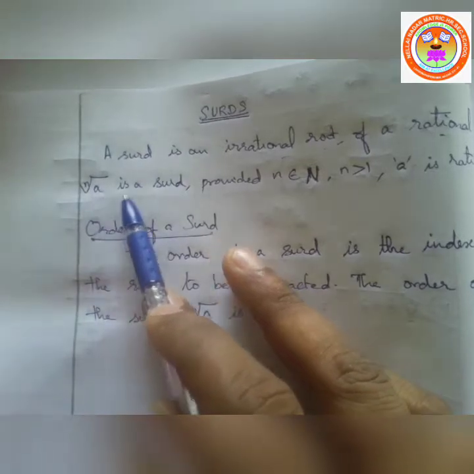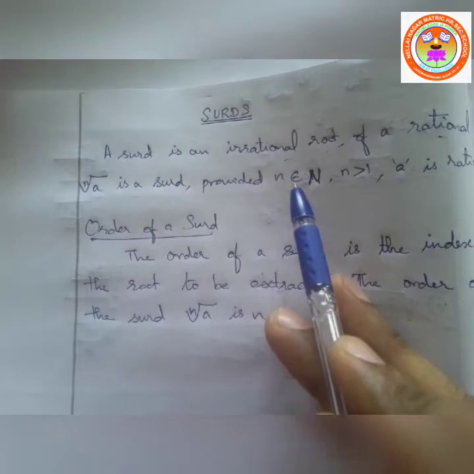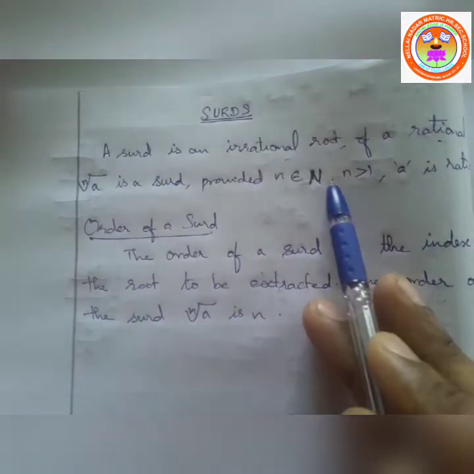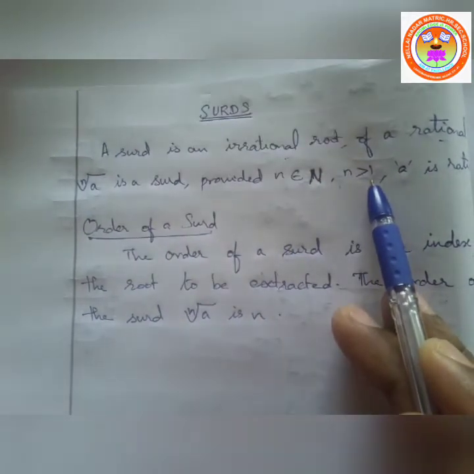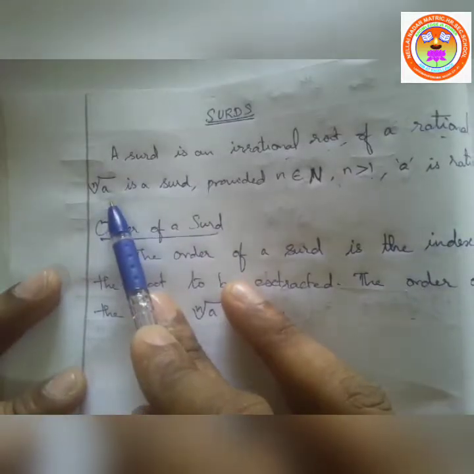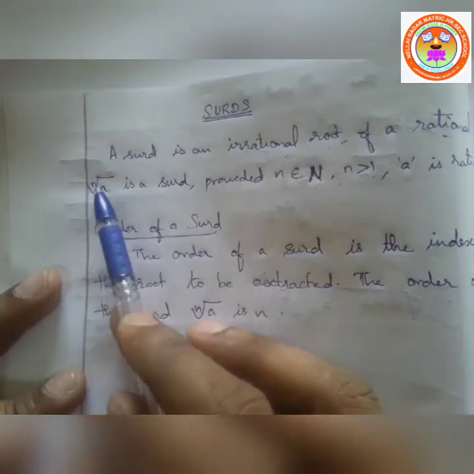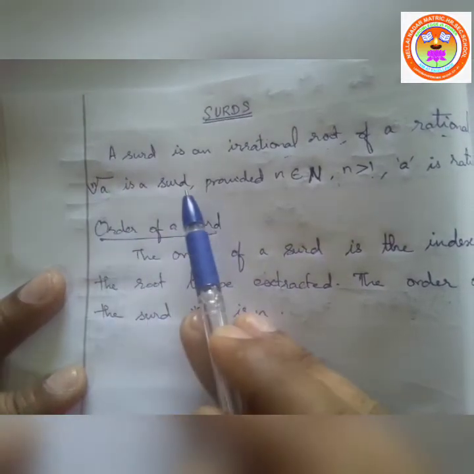Nth root of a is a surd, provided n belongs to the natural numbers, where n is greater than 1. A should be a rational number and n should be a natural number. Then together they form a surd.